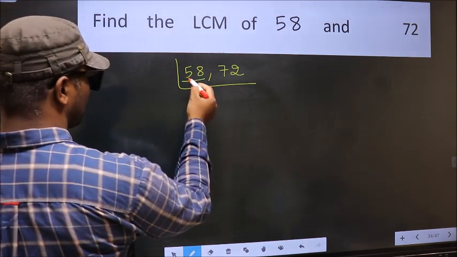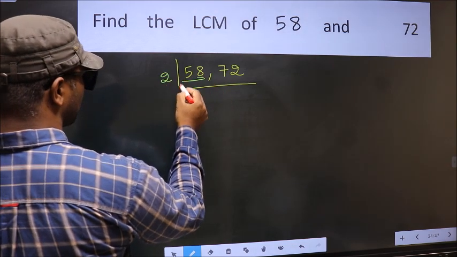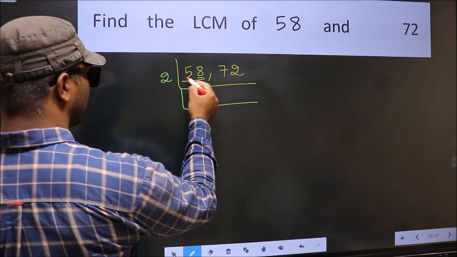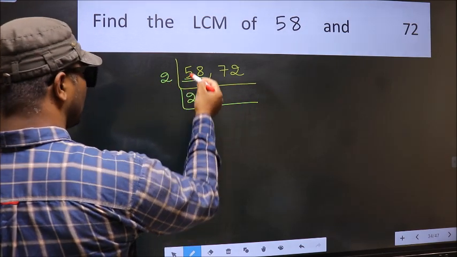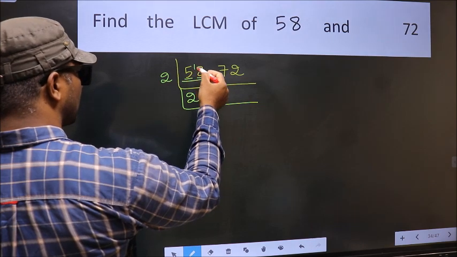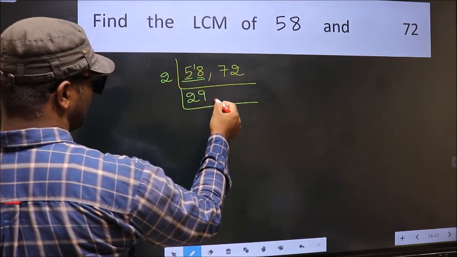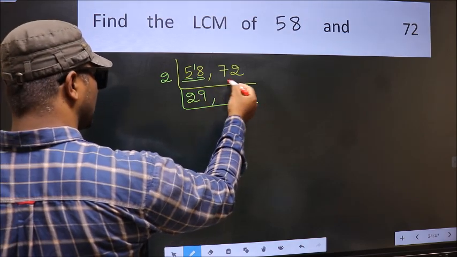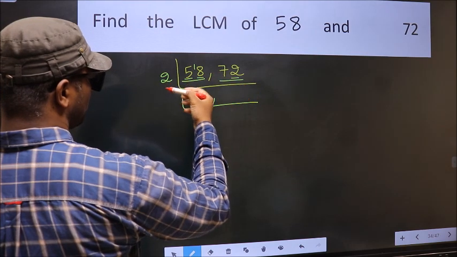Now you should focus on the first number, which is 58 here. For this number, last digit 8, even, so take 2. First number 5. A number close to 5 in 2 table is 2 2's 4. 5 minus 4, 1, 1 carried forward, 18. When do we get 18 in 2 table? 2 9's 18.